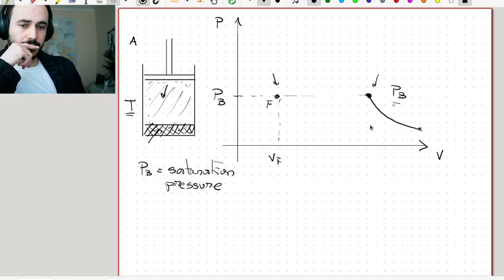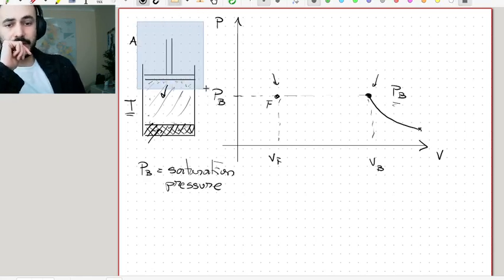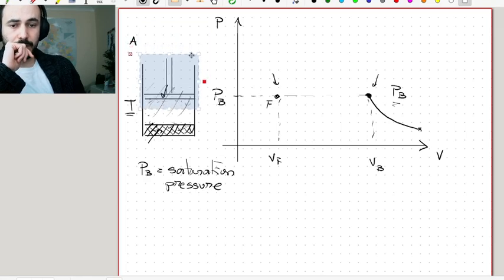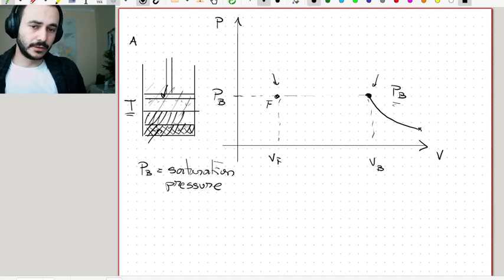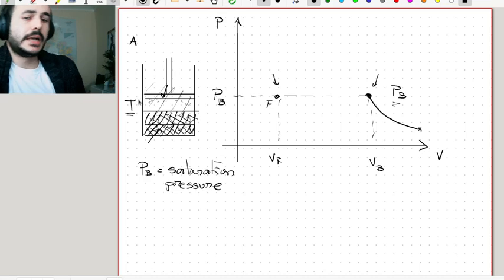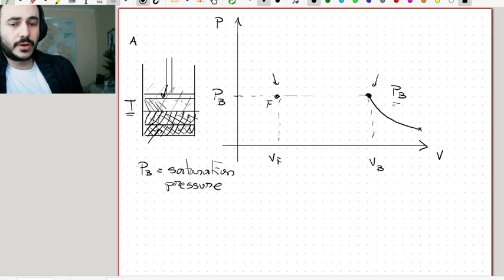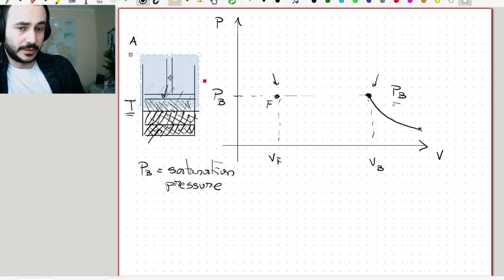Okay, so this is BF and this is BB. And of course the temperature is the same. If I continue compressing my piston more and more, what happens is that more of the gas is going to condense and fall into the bottom of the container. And more and more, until there comes a point in which all of the gas has become liquid.